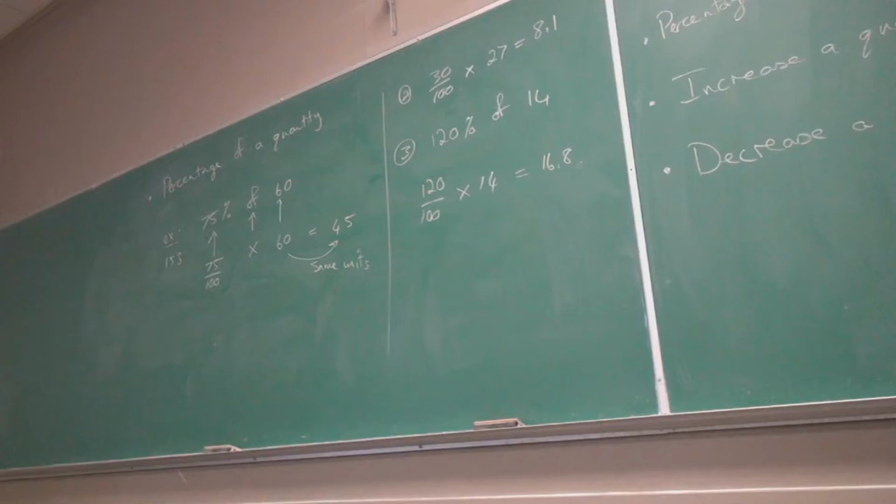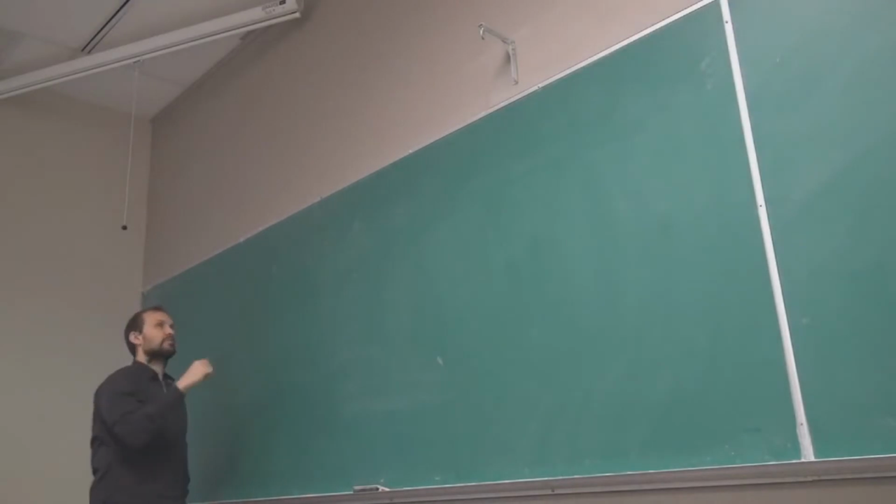120% of $14 or whatever. Last one. Same, doesn't matter what the percentage is. 120 over 100 times 14. What do I get? 16.8. Percentage of a number. It's not hard. The other two are very similar.